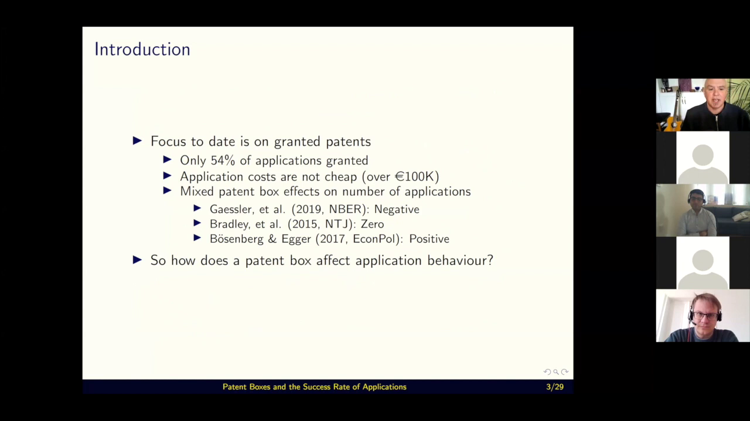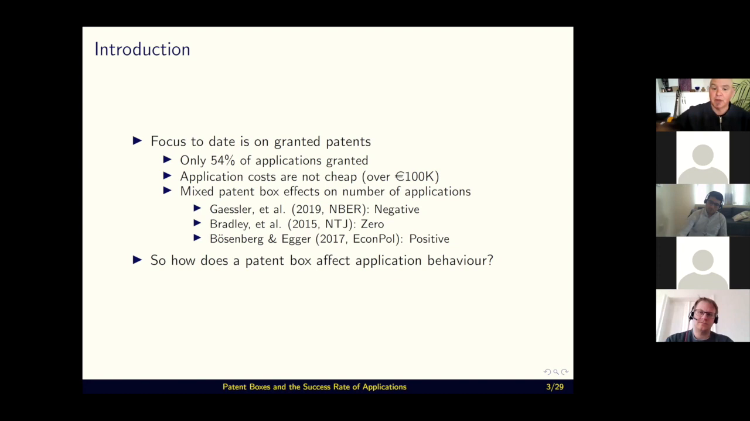Now, the problem with that is that's granted patents, but only about half of applications are ever granted. And applying is not cheap. Applying and registering in a handful of EPO countries is easily over 100,000 euros. So for a firm to do this, they're taking a bit of a gamble. They're putting money down, hoping it gets over the line. Not only do they get the patent protection, but they also might get this lower tax rate.